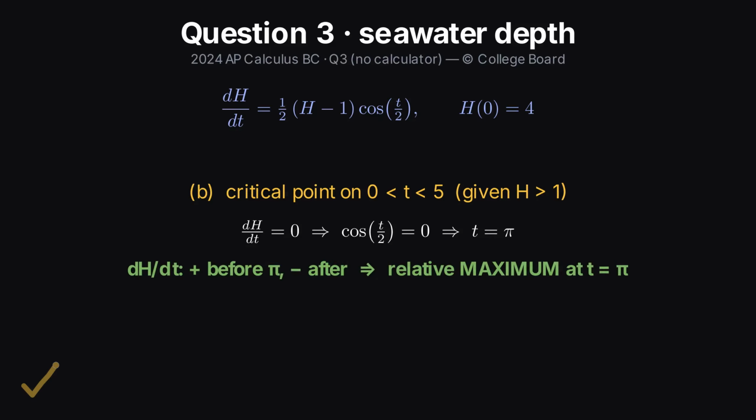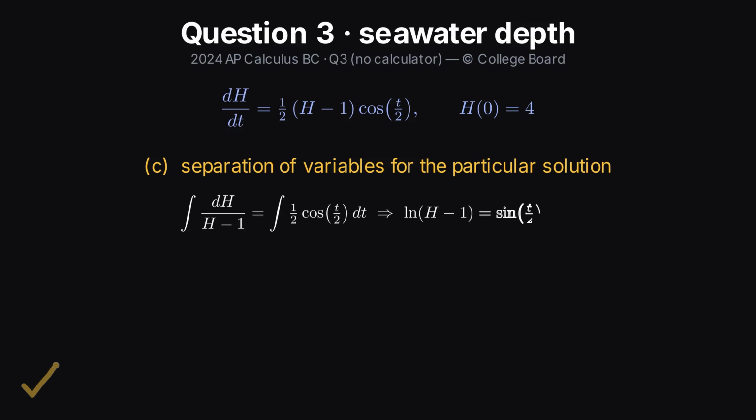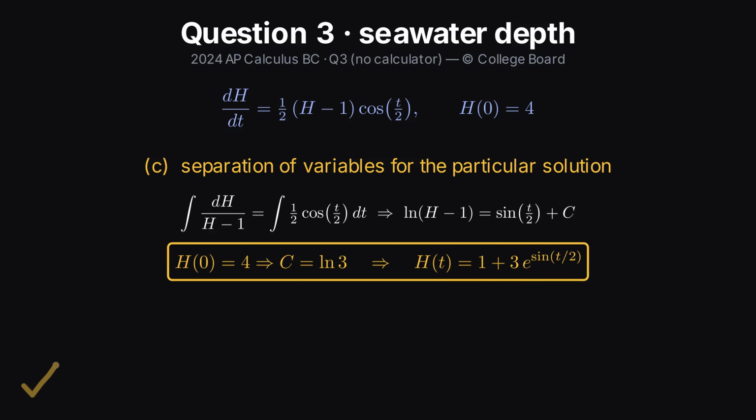Since h is greater than 1, the h minus 1 factor can't be 0, so cosine of t over 2 is 0, giving t equals pi. The derivative is positive before pi and negative after, so it's a relative maximum. Part C. Separate variables. The integral of 1 over (h minus 1) is sine of t over 2 plus a constant. With h of 0 equal to 4, the constant is ln 3, so h of t equals 1 plus 3e to the sine of t over 2.